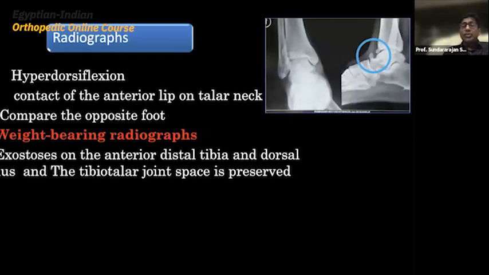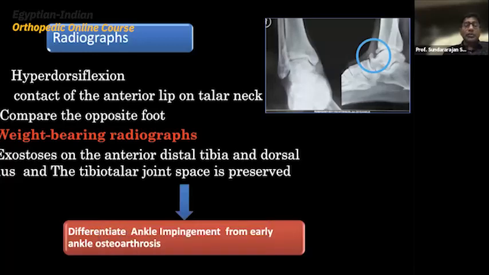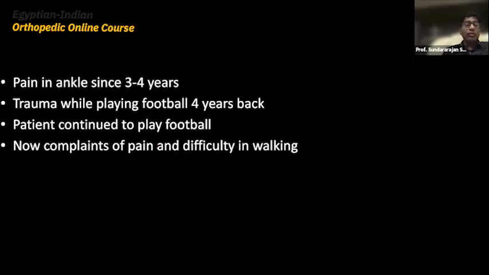And this is the X-ray, which shows the typical anterior spur. You can see it on both the talar side and also the tibial side. The weight-bearing X-rays will show that impingement. And make sure that when you do an anterior ankle impingement surgery, the joint space is preserved. There should not be ankle arthritis. Because if you operate on ankle impingement only in the presence of osteoarthrosis, that patient may not get relieved of the pain, and may require an ankle replacement or an ankle fusion later on.